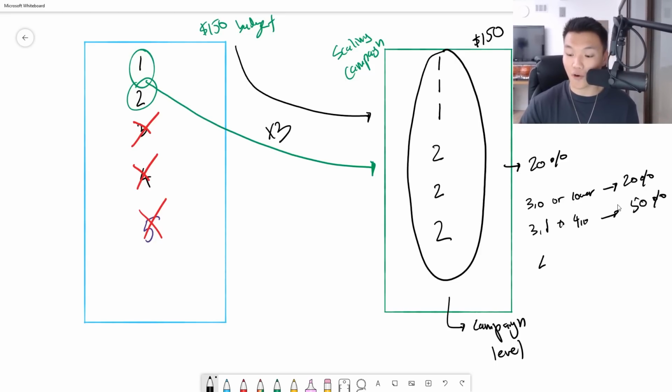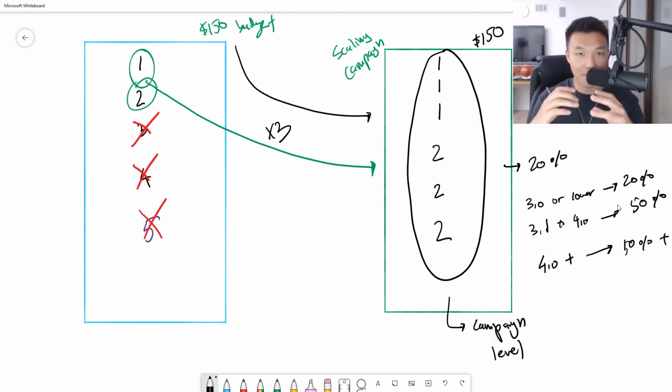And also, if it's 4.0 plus, you probably hit a pretty hot streak, and you can probably scale at 50% plus. You can pretty much get pretty aggressive. And again, these ROAS values are based on my previous lessons where I teach you how to price your products from AliExpress, right? So make sure you reference those lessons for this to make sense. So that's basically how I like to scale.